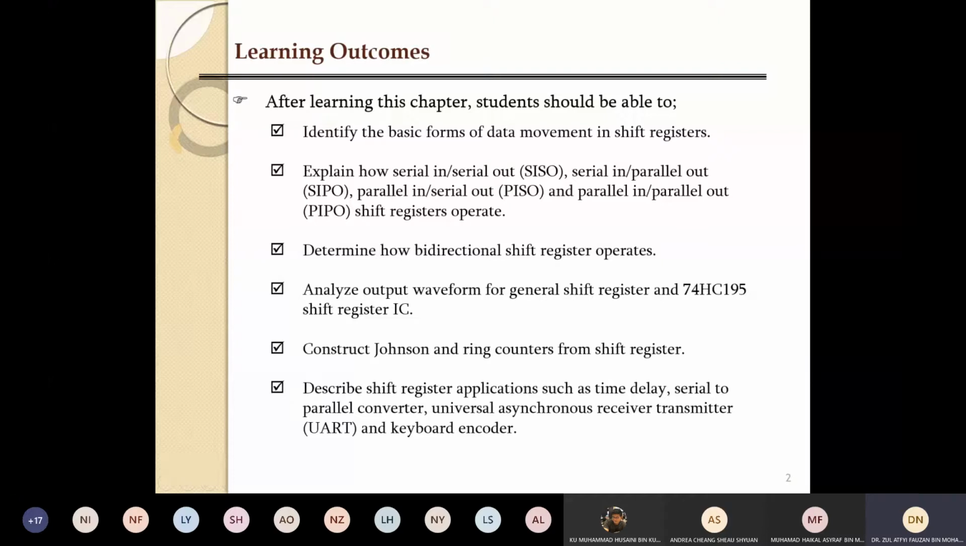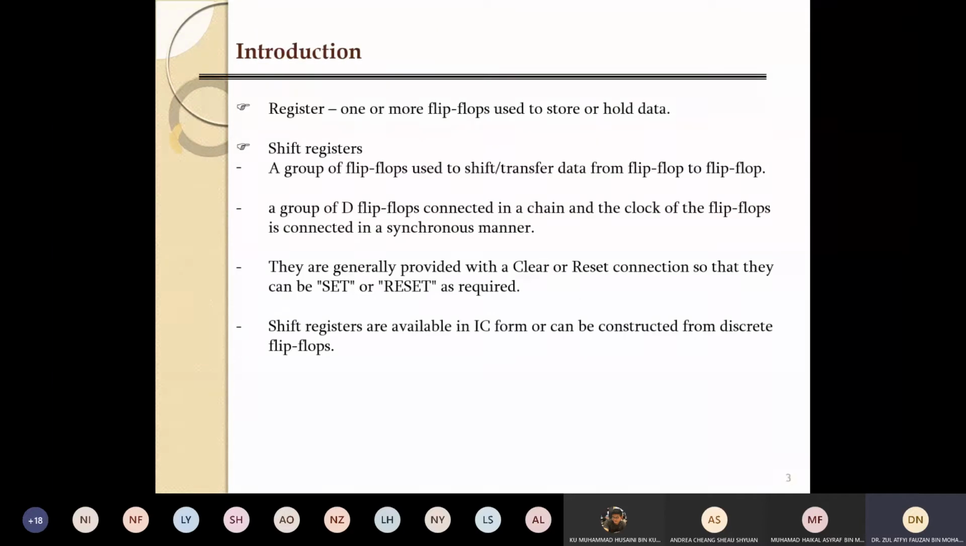Still remember counters? So shift register also have counters. They have 2 types of counters. So you can construct Johnson and ring counters from shift register. Okay, 2 types. And then describe shift register applications such as time delay, serial to parallel converter, UART, and keyboard encoder. Okay, so this is the learning outcome that I hope you will understand after finishing this chapter.